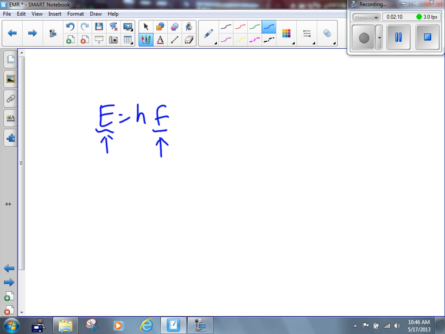If we are above that minimum frequency that we call the threshold frequency, and we have one single photon that is above that minimum threshold frequency, then we will get one single electron that's ejected. If we have 30 photons above that threshold frequency, what's going to happen?